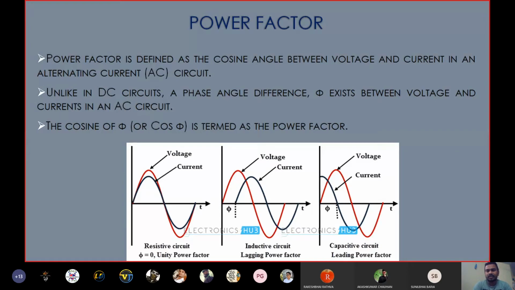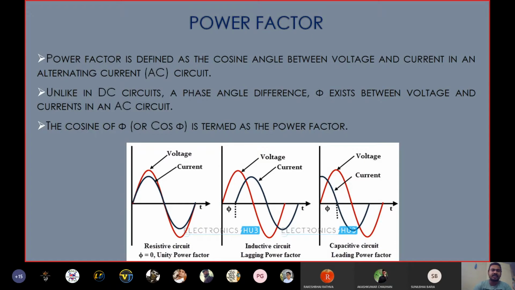Now the third waveform is for the capacitive circuit. When the load is of capacitive type, the circuit is a capacitive circuit. In a capacitive circuit, the current waveform leads the voltage waveform by some angle phi. As the current leads the voltage by some angle phi, the power factor is known as the leading power factor.